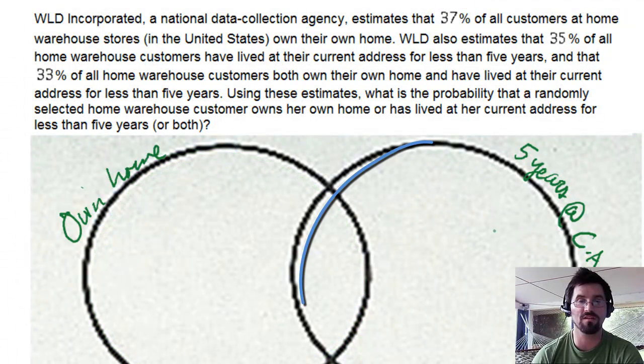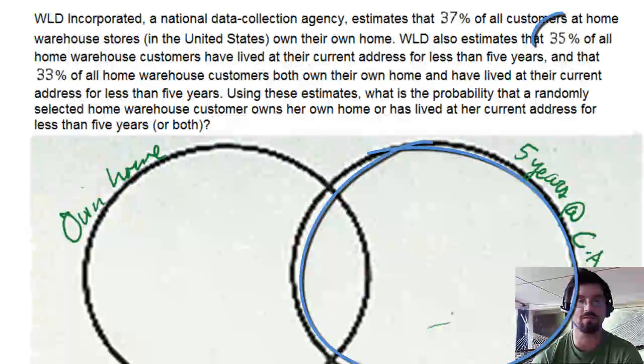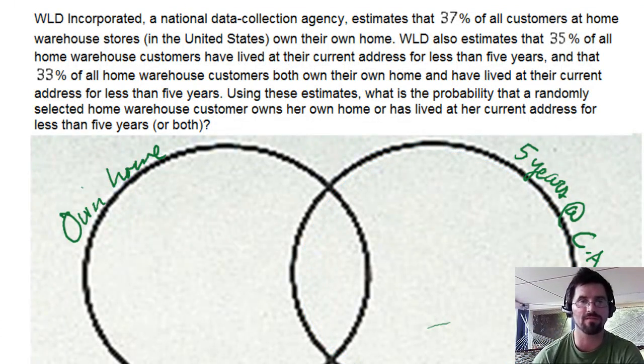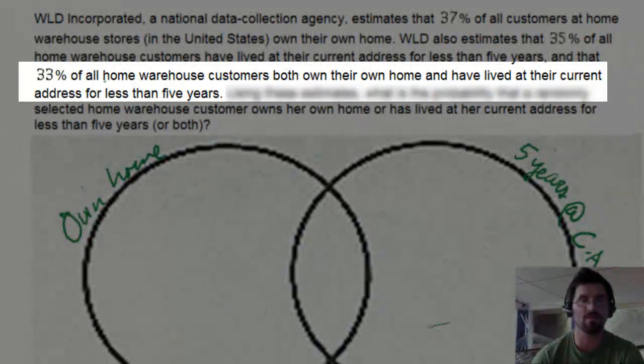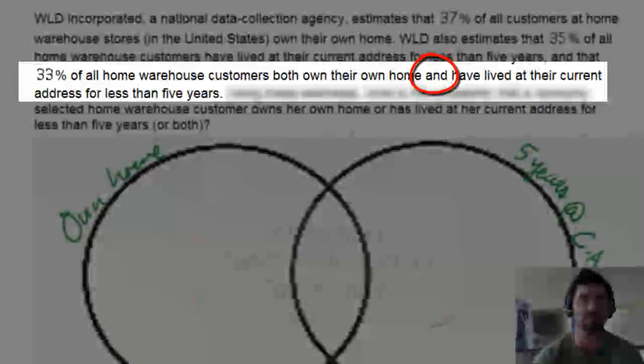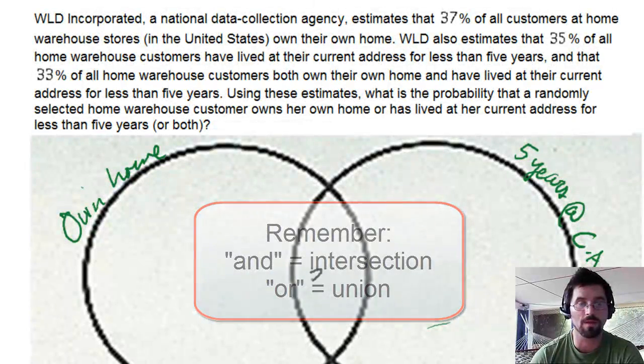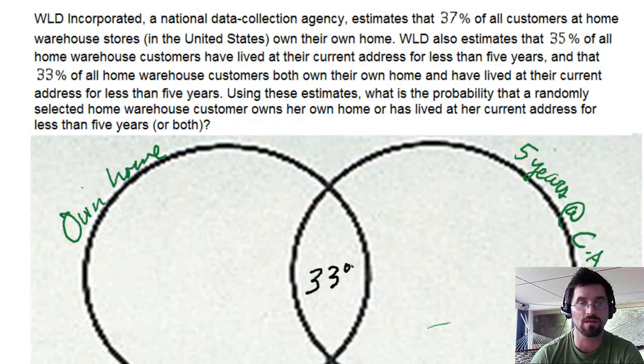In this CA circle, this 5 years at current address, there can only be 35%, but they have this little caveat that 33% of all home warehouse customers both own their own home and have lived in their current address for less than 5 years. So they give us the intersection here is 33%. So I'm going to fill that in. Let me grab a black pen. 33% goes there.